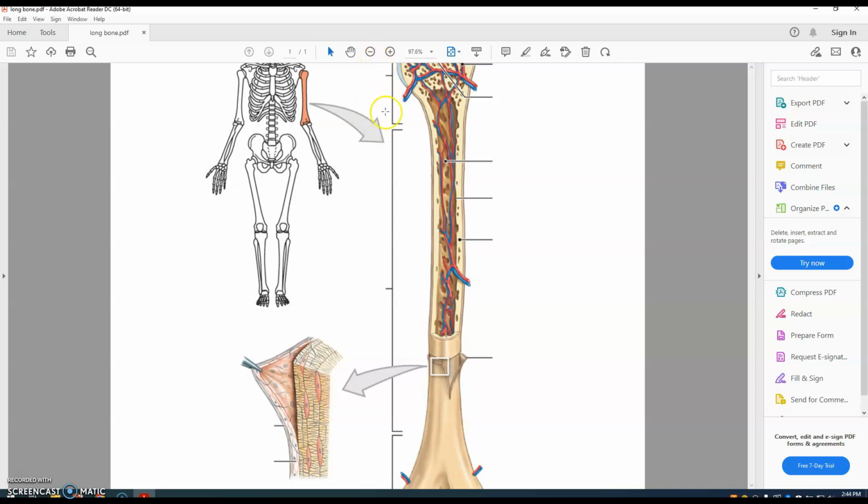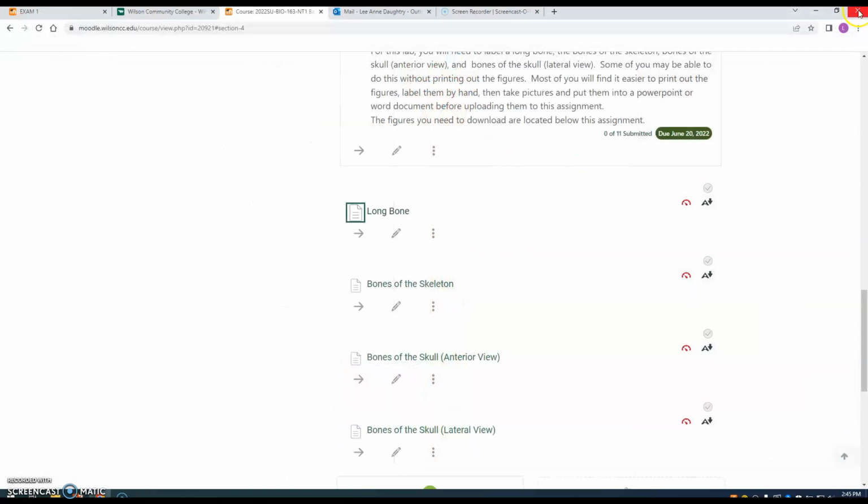able to label, like this part is the epiphysis, this is the diaphysis, this is the medullary cavity or bone marrow. And so you will just go along and label this, and you can find this figure in the e-text for chapter 6. And you'll do the same thing. If you print it out, you can hand label it. And by writing it out, that'll help you learn these structures better.